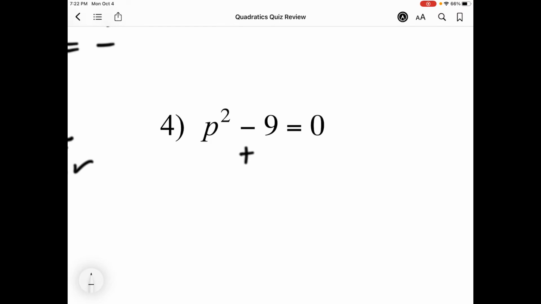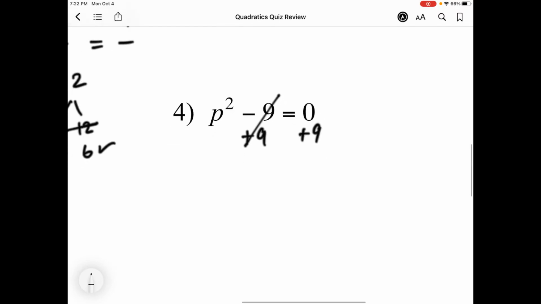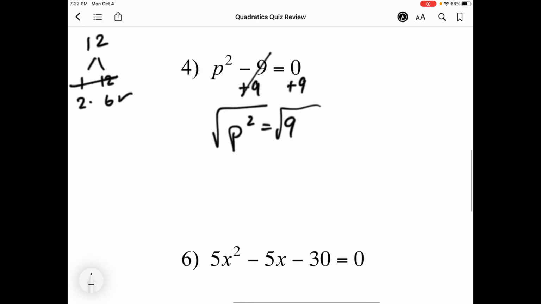So first I'm going to add 9 to both sides, right? So this cancels out, and what I do with one side of the equation, I've got to do to the other side of the equation. So I get p squared equals 9, okay? Now I just have to take the square root of both sides. The square root of p squared is just going to be p, and then the square root of 9 is plus and minus 3.